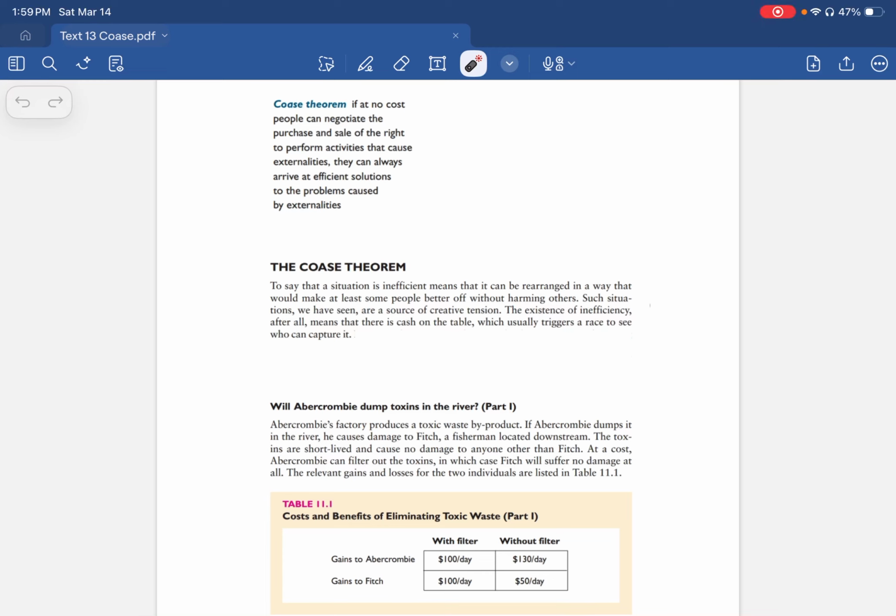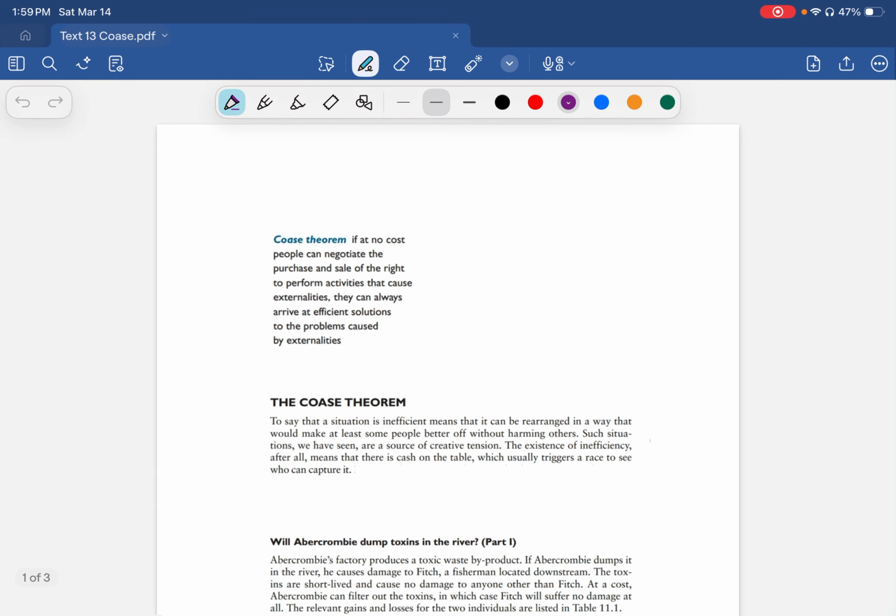Hello everyone. Let's talk about the Coase Theorem. And well, it's still about externalities, right? We're still talking about externalities. And we talked about negative externalities, right? And we talked about positive externalities. And we talked about possible solutions, right?